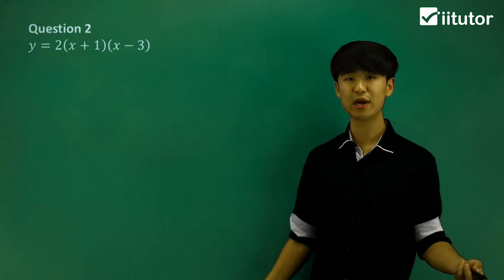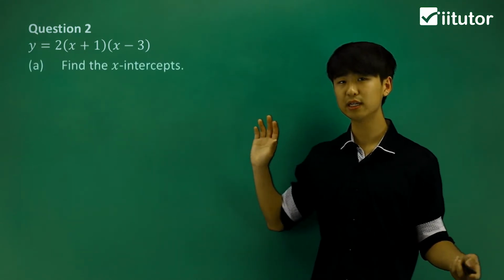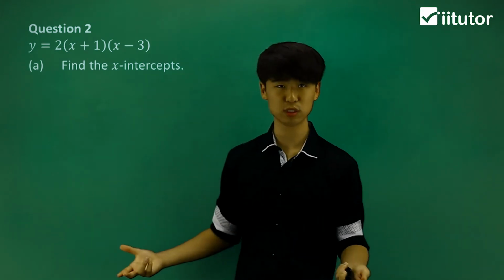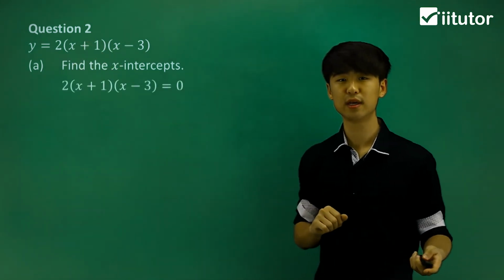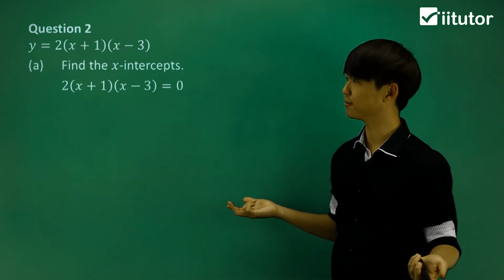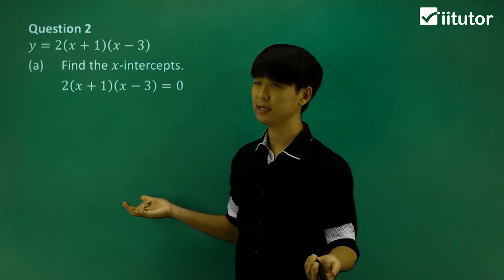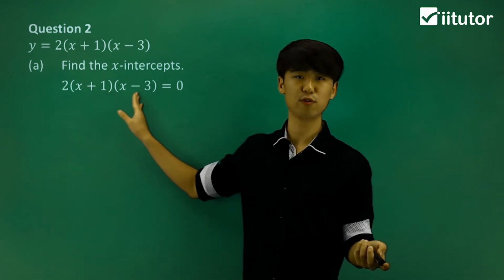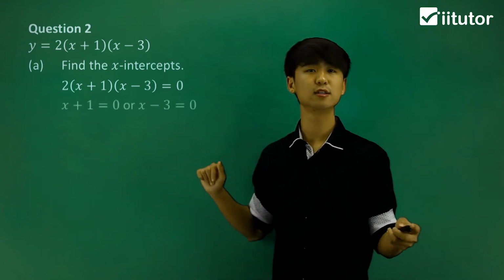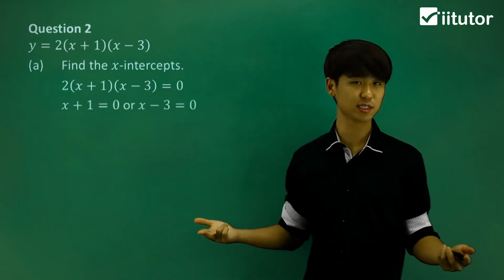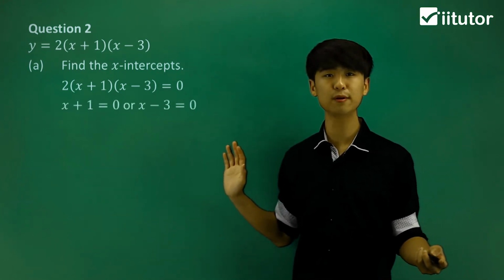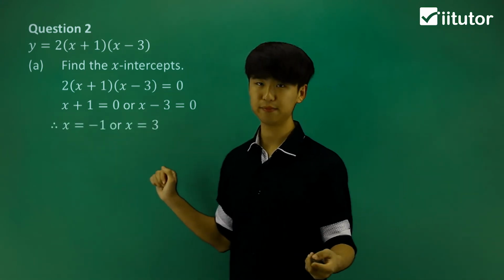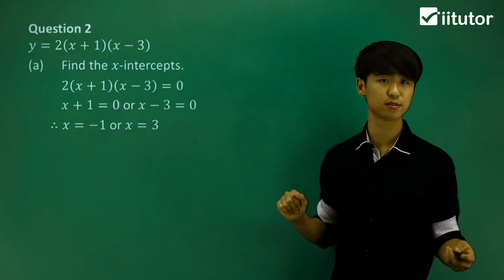Question 2. We have a different quadratic. Let's find the x-intercepts. Again, to find the x-intercepts, that's when y is equal to 0. So let's rewrite this equation and make y equal to 0. Again, either this bracket must be equal to 0 or this bracket must be equal to 0 for everything to equal 0. So x plus 1 equals 0 or x minus 3 equals 0. Let's solve them each one. So x is equal to negative 1 or positive 3. They're my two x-intercepts.